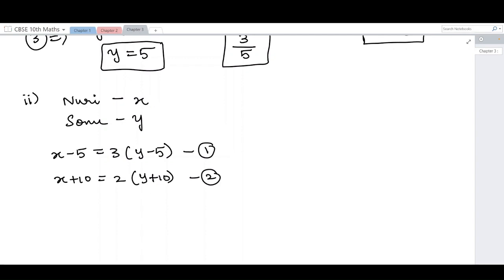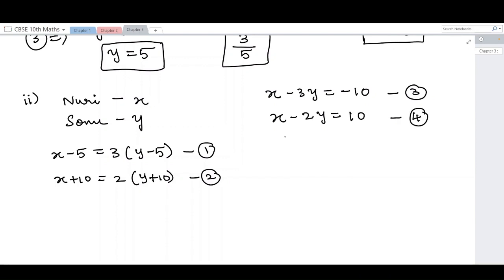Now we have to find the x and y value. So by rearranging equations 1 and 2, we will get x minus 3y equal to minus 15 plus 5, so minus 10. Clear? So this is the third equation. Similarly, rearranging the second one, we will get x minus 2y equal to 20 minus 10, which is plus 10. So this is the fourth equation. Subtract the fourth equation from the third equation. We will get the variable x eliminated and we will get minus y equal to minus 20. So y equal to 20.